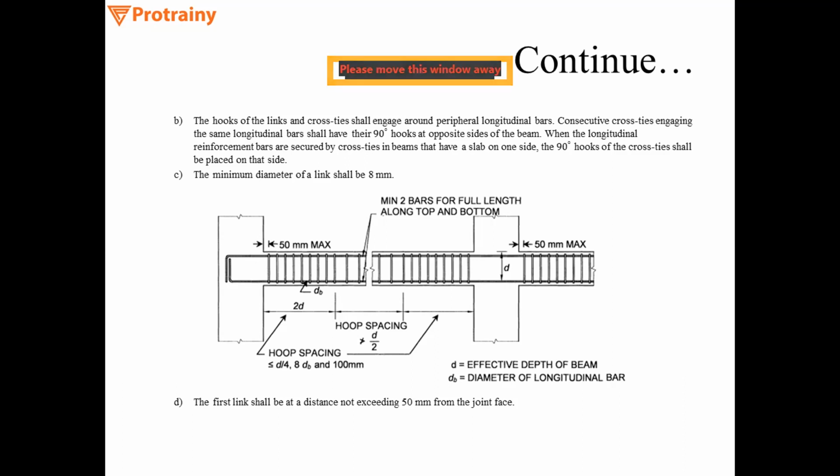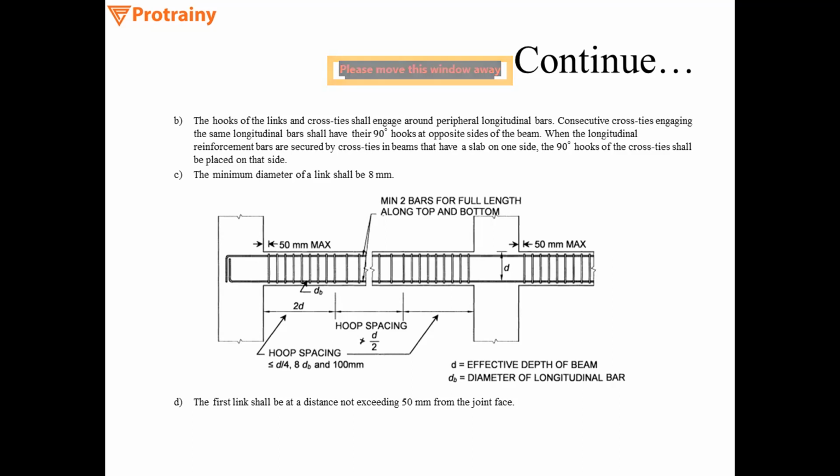Coming to the side faces, where 2D is mentioned, the hoop spacing should not be greater than the least of d by 2, where d is the depth of the member, 8 times the diameter of the bar, and 100 mm. As per the design, whichever spacing comes out least, that least spacing should be used.